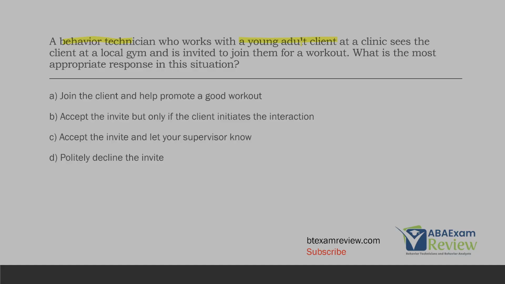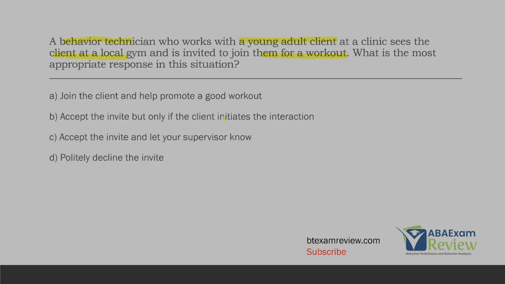Now, obviously, we're speaking from a very broad perspective, right? But just in general, we can't have friendly social relationships with clients or stakeholders that we're actively working with. So if this behavior technician sees a client and the client wants to work out with them, what do we have to do? We've got to treat them like any other client or stakeholder. So A, join the client and help promote a good workout. You're not on the clock. You're not working as a technician. You are currently in a social situation. You should not join that client.